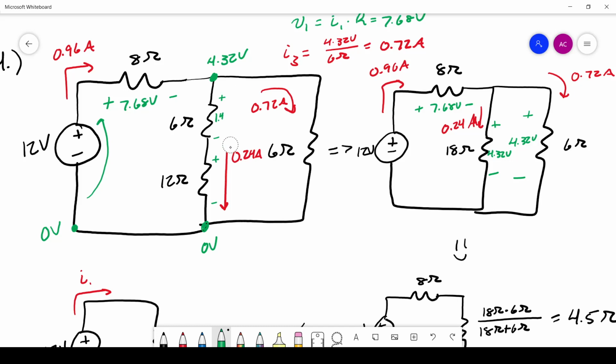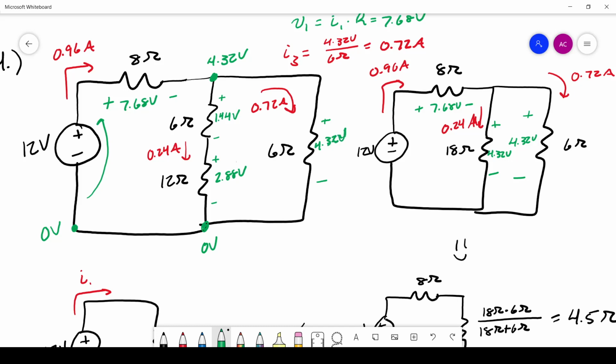I'll go ahead and erase this red line here and move it to the other side. So 0.24 amps, and this first one is 1.44 volts. Now the drop across the 12 ohm resistor is going to be that same 0.24 amps times 12 ohms, 2.88 volts. Okay, so let's fully notate this thing. So we'll call this 4.32 volts.